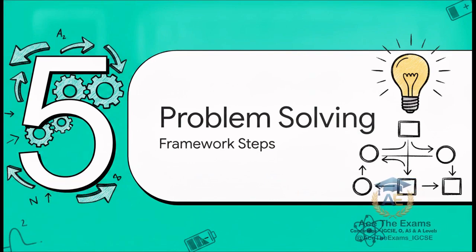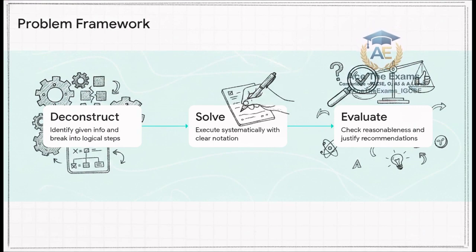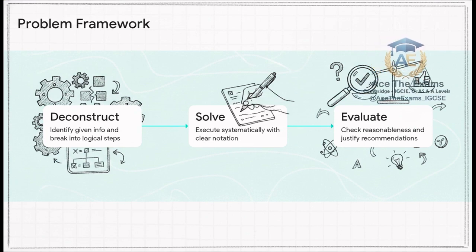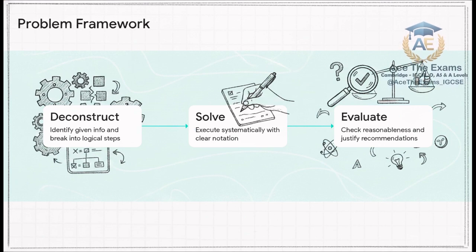This is the ultimate problem-solving framework. Let's pull all of this together into a fail-proof system for tackling those terrifying multi-stage analysis questions. Top-scoring candidates never just start blindly calculating. They use a 3-step system. Step 1, deconstruct. This is where command word decoding happens. You identify exactly what the examiner is asking, extract the givens, and break the massive problem into logical steps.